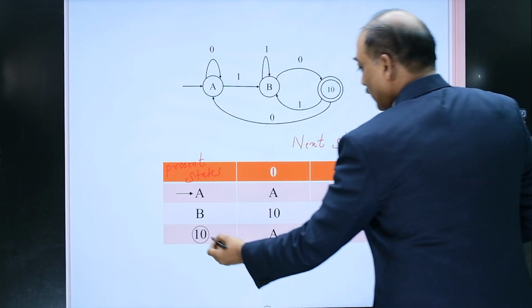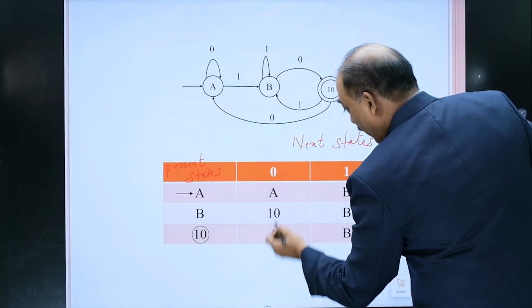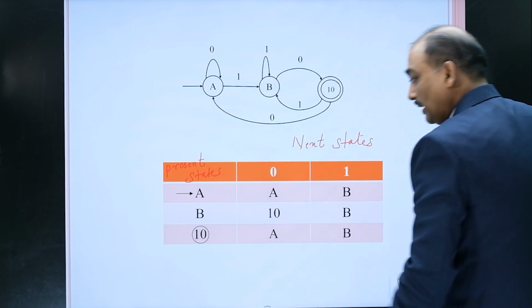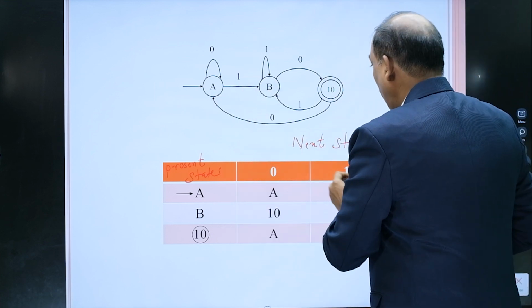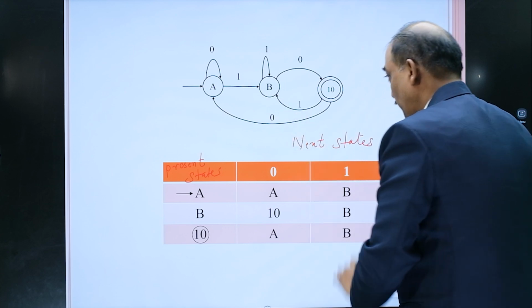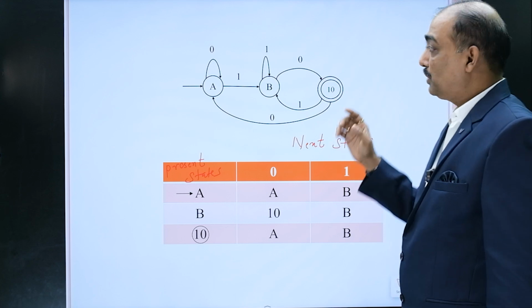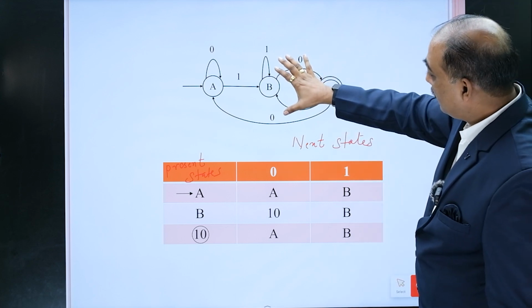And finally 10, 0 will take me to state A. I am writing that state A. And then 10, 1 will take me to state B. So there is an arrow from 10 to B on 1. So this is how we can convert a transition diagram into a transition table.